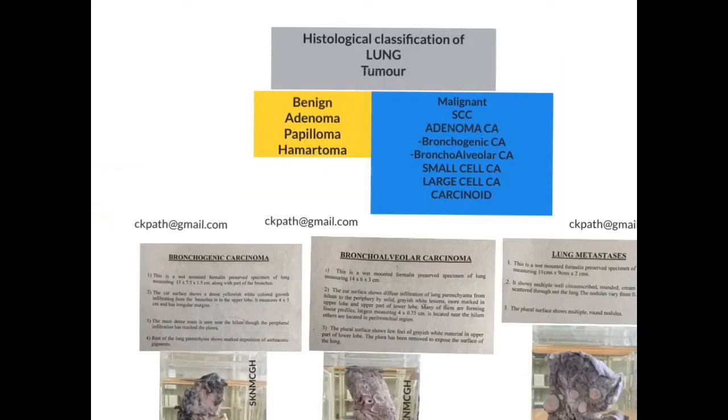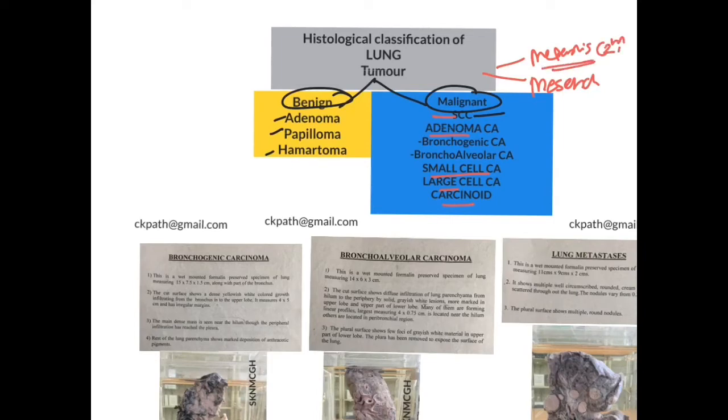Coming to the next topic of our practical, that is the histological classification of the lung tumors and some specimens. So lung tumor has been divided into two parts, the benign and the malignant. Benign can be adenoma, papilloma, hamartoma. Malignant can be squamous cell carcinoma, adenocarcinoma, small cell carcinoma, large cell and carcinoid. The other two things I should include in the lung tumor are the mesenchymal tumor, and the last one is the metastasis. So this is the full classification.